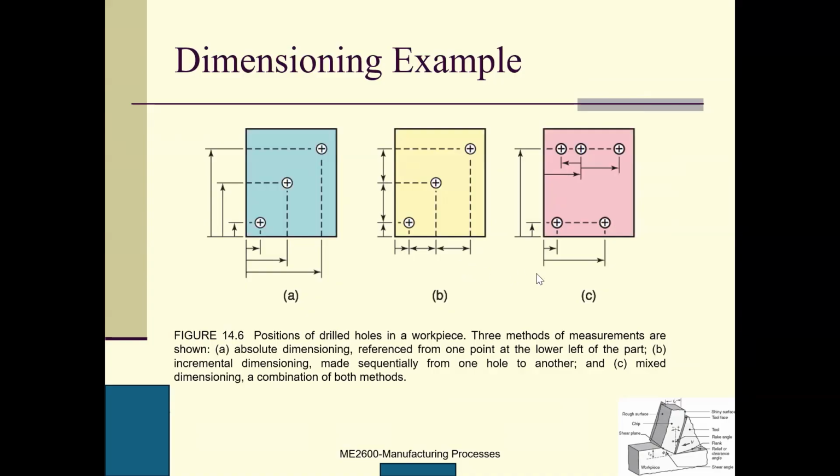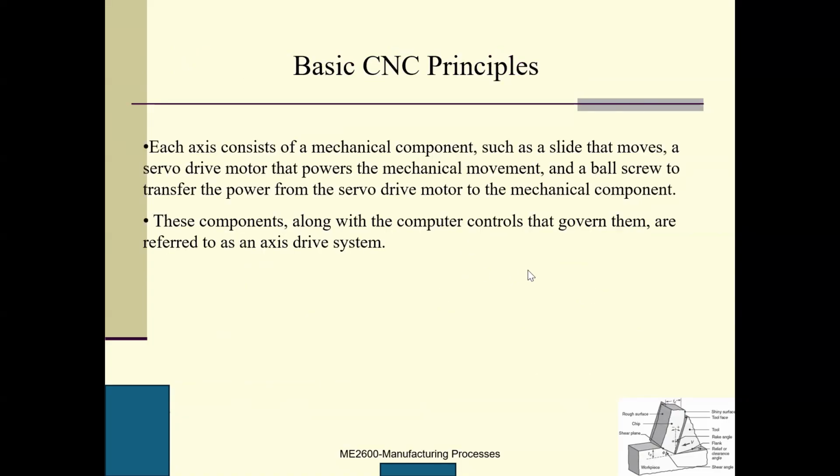And then we talk about the basic CNC principles. Each axis consists of mechanical components such as a slide that moves, a servo drive motor that powers the mechanical movement, and a screw to transfer the power from the servo drive motor to the mechanical components. So this is a driving system. These components, along with computer controls that guide them, are referred to as an axis drive system. It depends on how many axes you have.